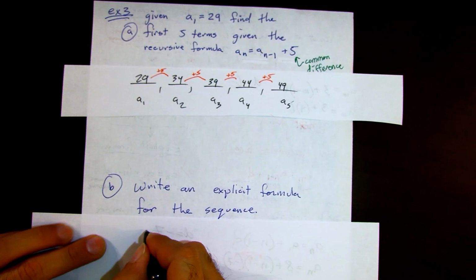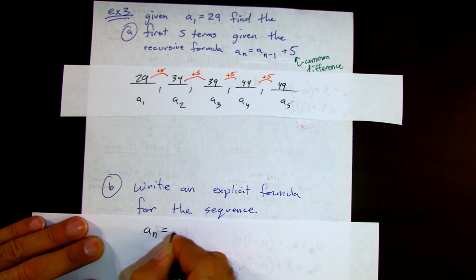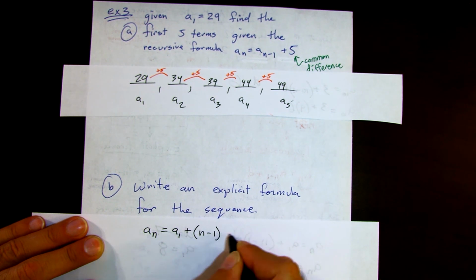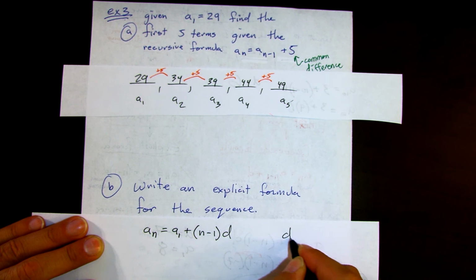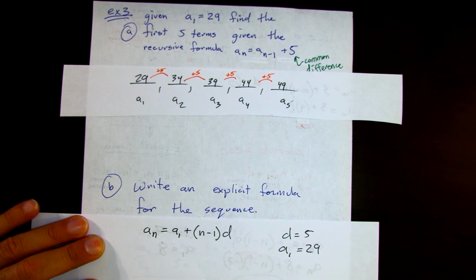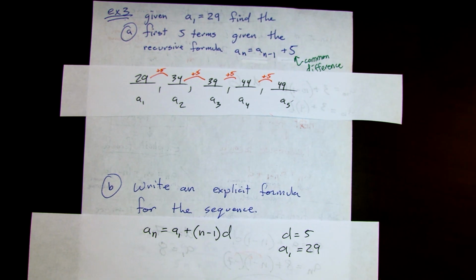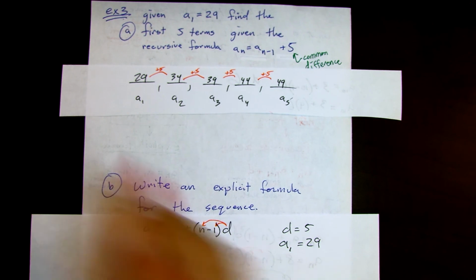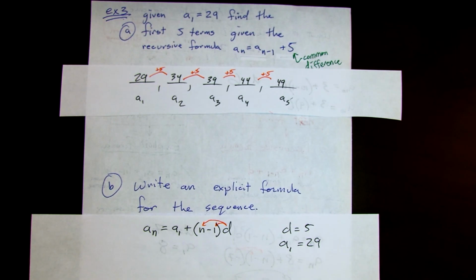Okay. So remember our explicit formula? A sub n, a sub 1 plus n minus 1 times d. We already know d is 5. We already know a sub 1. We were told it's 29. So go ahead and make an explicit formula for me with that. The hardest part is distributing this d.